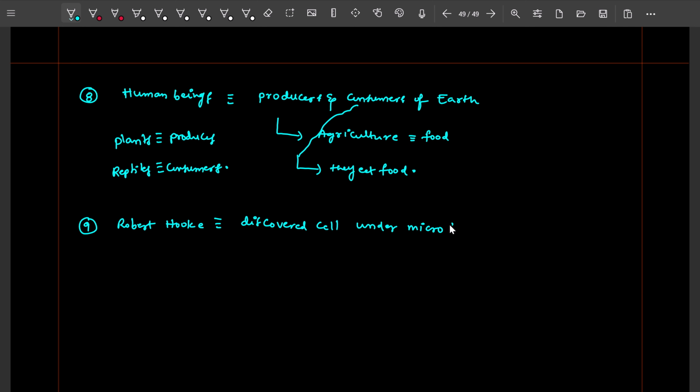Under microscope, in a piece of cork. Okay, that is the thing.